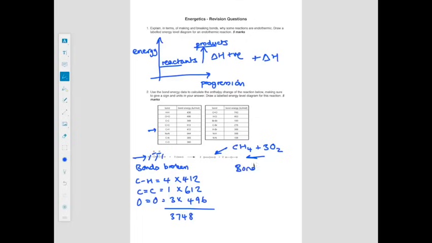Now bonds made. So be careful here. We've got an OC bond, and count how many there are. There are 1, 2, and then there's a big 2 there, which means there's 4 times 743, which I've got from the table again. And then again with the OH, we've got 1, 2, and then the 2 again, so it's 4 times OH. So 4 times 463.